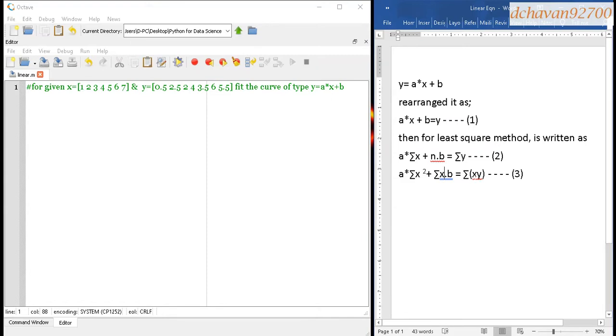Here y is multiplied with x, so summation of xy. Now what is n? n is the number of data points. In our case the number of data points is 7.